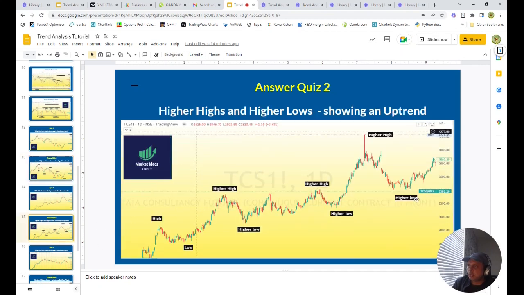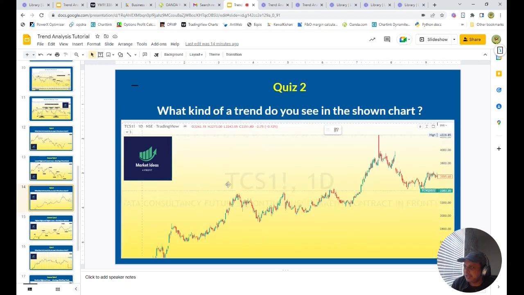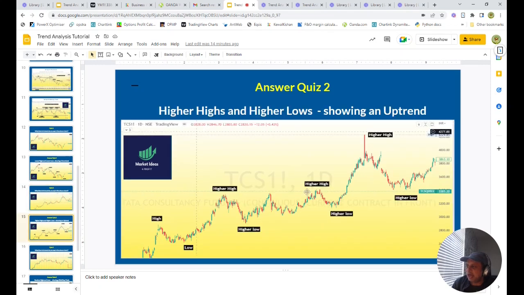Quiz number two basically shows you another pattern, and actually, I've given you an answer. So here's the quiz number two. I'm sorry, I've already given you the answer, but I mean it's pretty evident. It's not rocket science. You see higher highs and you see higher lows here. So this is an example of an uptrend. Higher highs and higher lows.